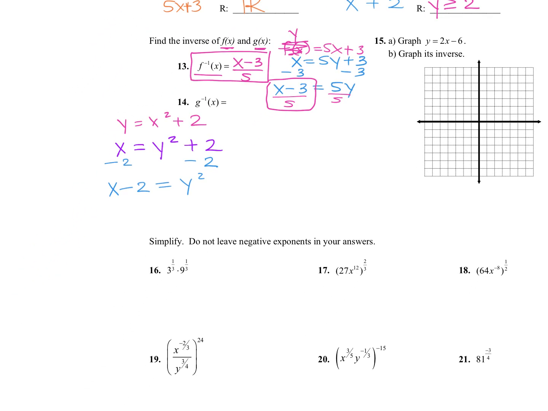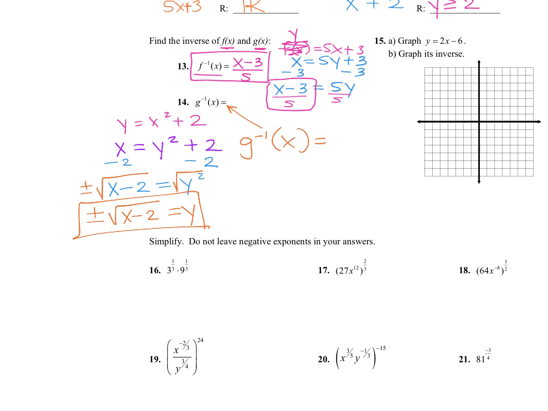Square root. And when you square root both sides of an equation, what happens? Plus or minus. Okay, so we get y equals plus or minus the square root of x minus 2. That's your inverse, okay? If you want to write it in inverse notation, it's this. The g inverse of x is plus or minus the square root of x minus 2. But honestly, I'm fine with that. How are we doing?